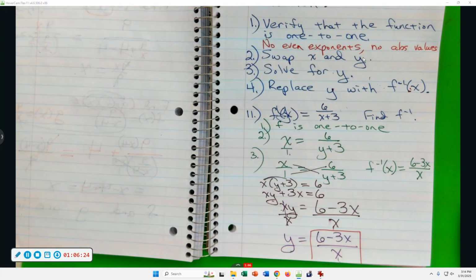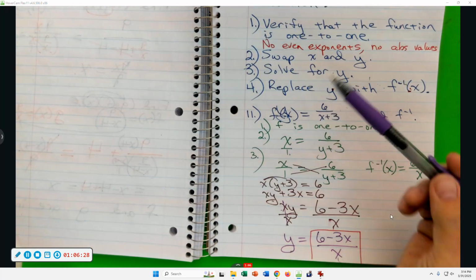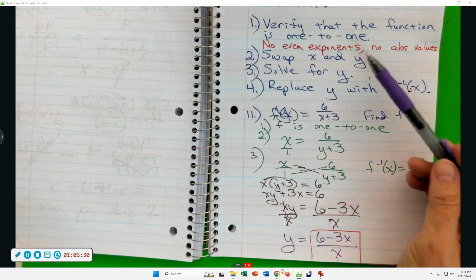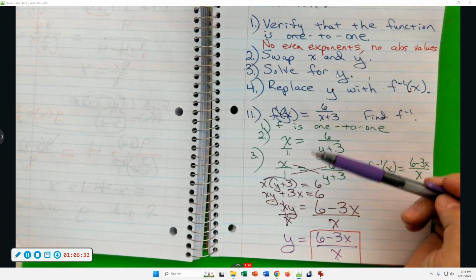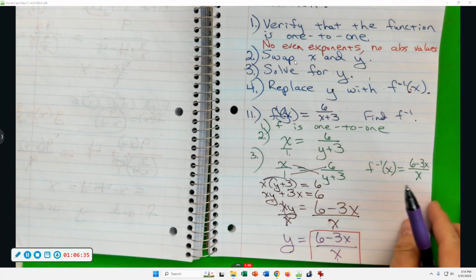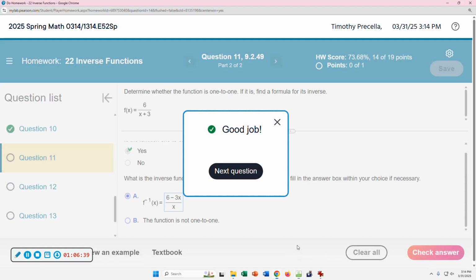So swap x and y, solve for y. Once you verify that it's 1-to-1, it's really just a 2-step process. Swap your x's and y's, and then solve for y. Let's do another one, number 12.